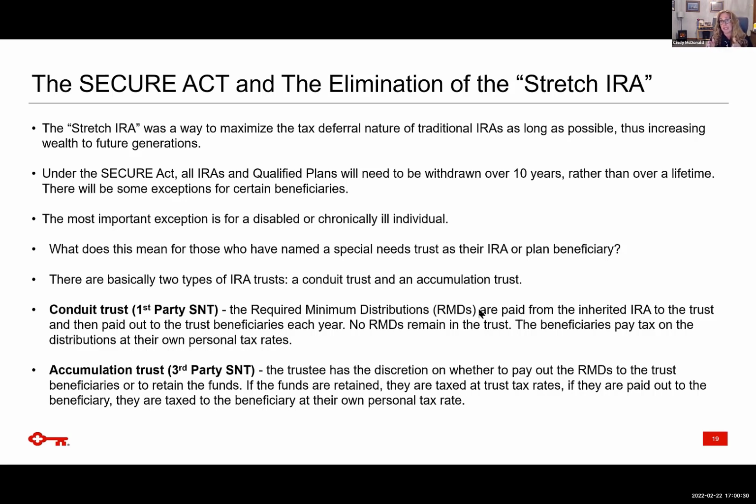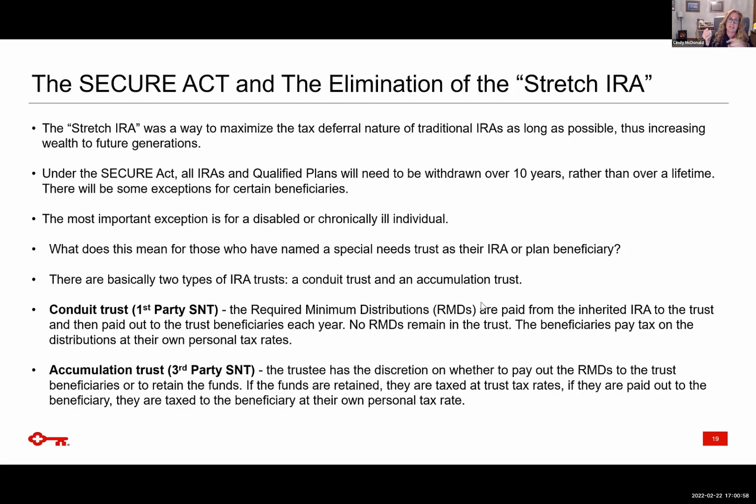You can actually take the required minimum distribution, use that individual as the measuring life, and then take that required minimum distribution each year from the IRA and transfer it into that third-party pooled trust, which is what we're talking about here today. It's called an accumulation trust, because you don't have to pay that out. The trustee does not have to pay that out every single year. It can accumulate the required minimum distributions for when there's a need.